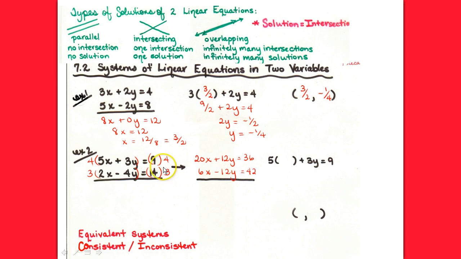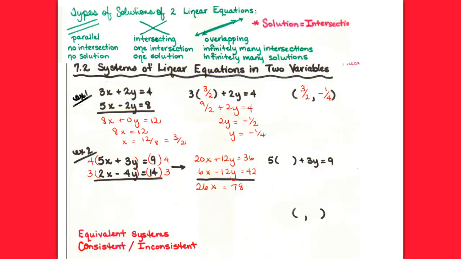We forget to multiply that 14 by the 3 as well. So remember, multiply the whole equation, both sides. All right, down here in the bottom, 3 times 2x gave us 6x. 3 times negative 4y gave us negative 12y, and 3 times 14 gave us 42. So now when we go to combine, we eliminate a variable, right? Because we combine 20x and 6x and 36 and 42, our 12y and our negative 12y drop out. And so we've eliminated one of our variables.